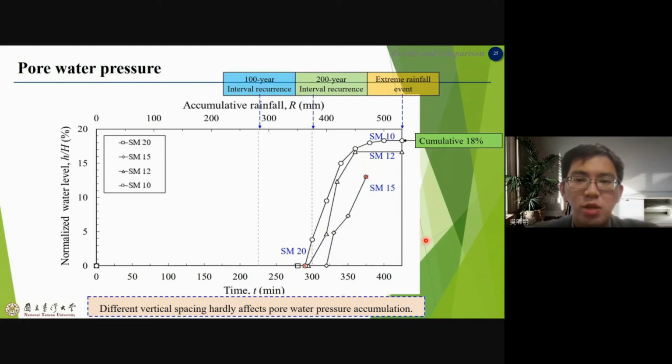This is the pore water pressure distribution. It can be seen that the water pressure of different groups began to accumulate at a similar time, and the maximum water pressure accumulation is about 18%.